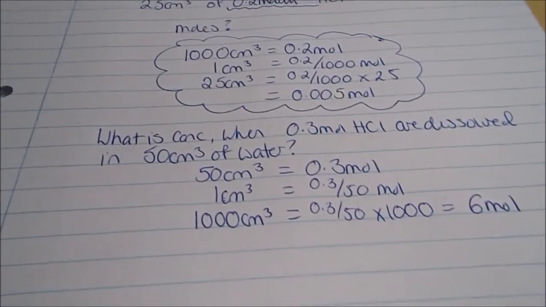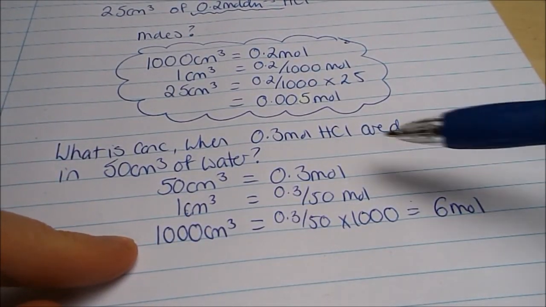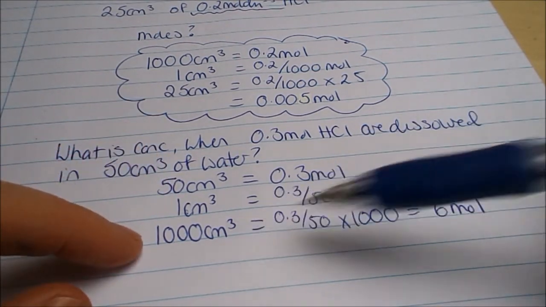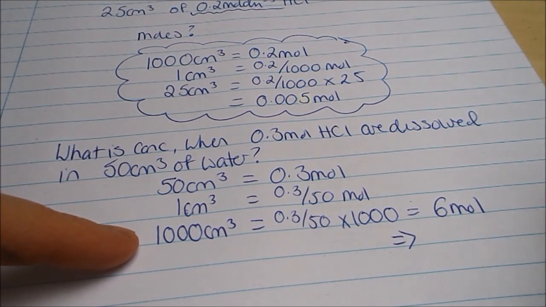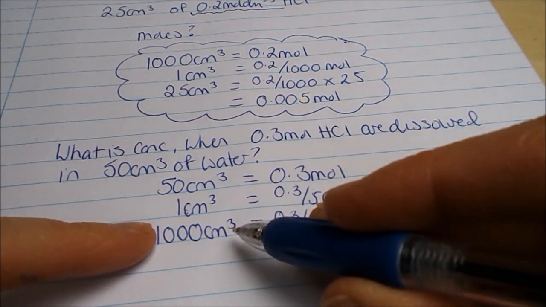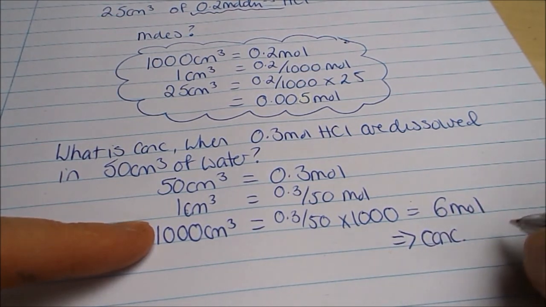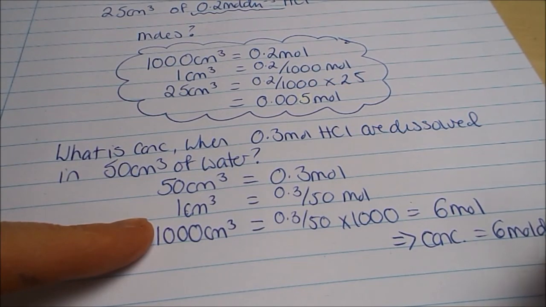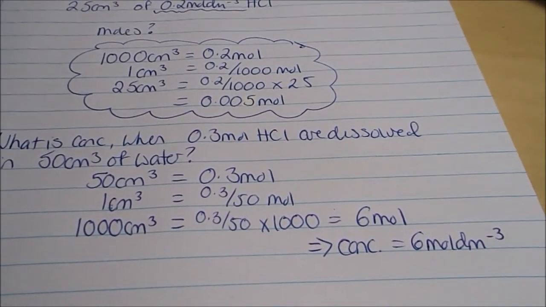Now we need to make sure we quote this with our units, but this line, we can't change the units because we've just scaled from volume and moles to volume and moles. So our final conclusion needs to say that because we've got 6 moles in 1,000 centimetres cubed, our concentration is equal to 6 moles dm to the minus 3.